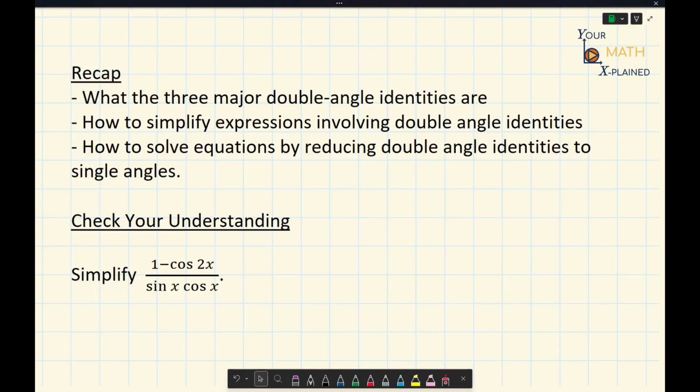And now it is your turn to give this a try. Can you simplify this expression here using what we've learned?